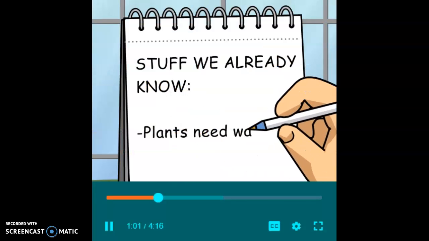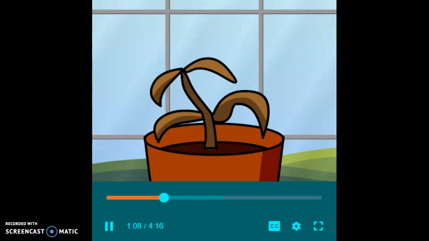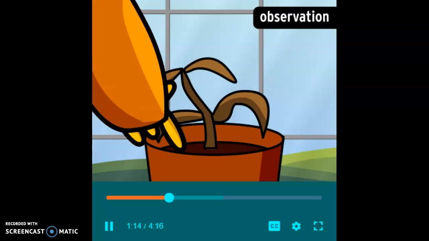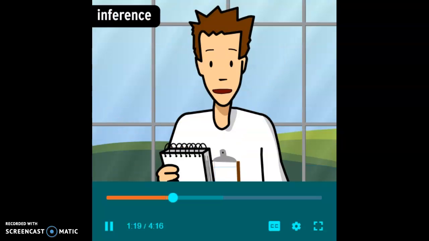Okay, plants need water. What kind of plant is that? Fig tree, right. Now we need to make some observations about the plant. The leaves are brown and falling off, and the soil is wet and squishy. Next, we make an inference.